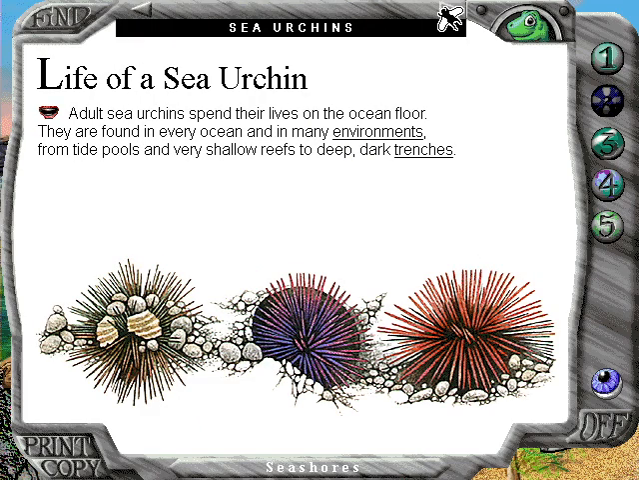Life of a sea urchin. Adult sea urchins spend their lives on the ocean floor. They are found in every ocean and in many environments, from tide pools and very shallow reefs to deep, dark trenches.